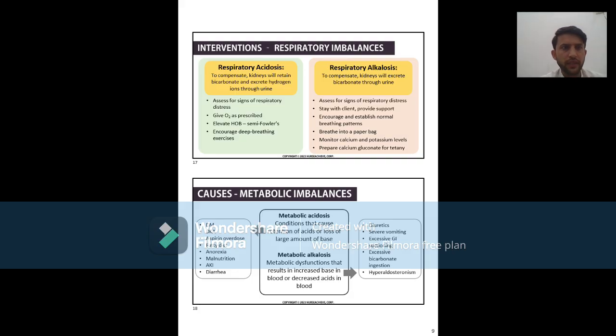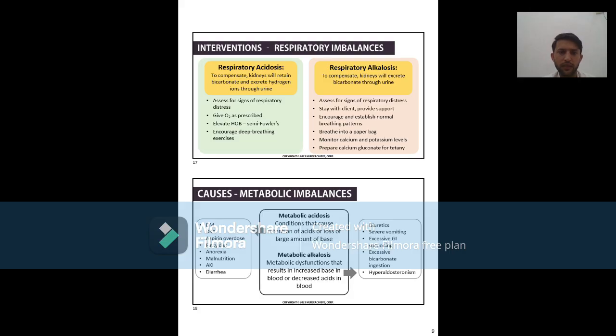We have another condition of respiratory alkalosis. In respiratory alkalosis, the patients hyperventilate, causing the lungs to blow out too much CO2, which acts as an acid in the blood. As CO2 levels plummet, the blood pH shifts and becomes excessively alkaline.